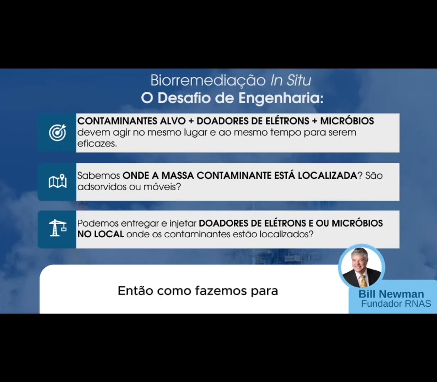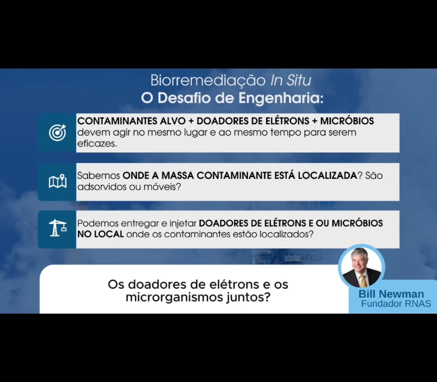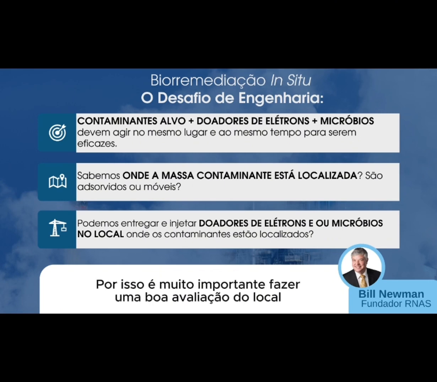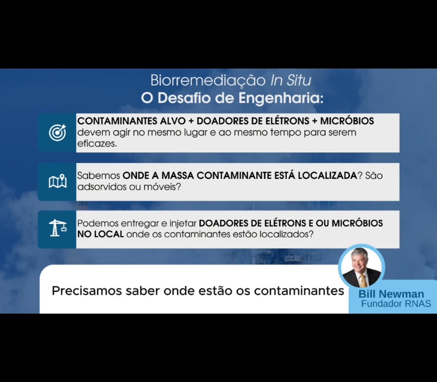So how do we solve the engineering problem of bringing the contaminants, the electron donors, and the microbes together? That can be a challenge. One of our biggest problems is that we often don't have a clear understanding of where the contaminants are localized. So it's very important to do a good site assessment. We need to know where the contaminants are. We need to know if they're mobile. And then we can begin to plan how we can deliver our electron donors, perhaps microbes and buffers, to produce the optimal environment in situ where the contaminants are.